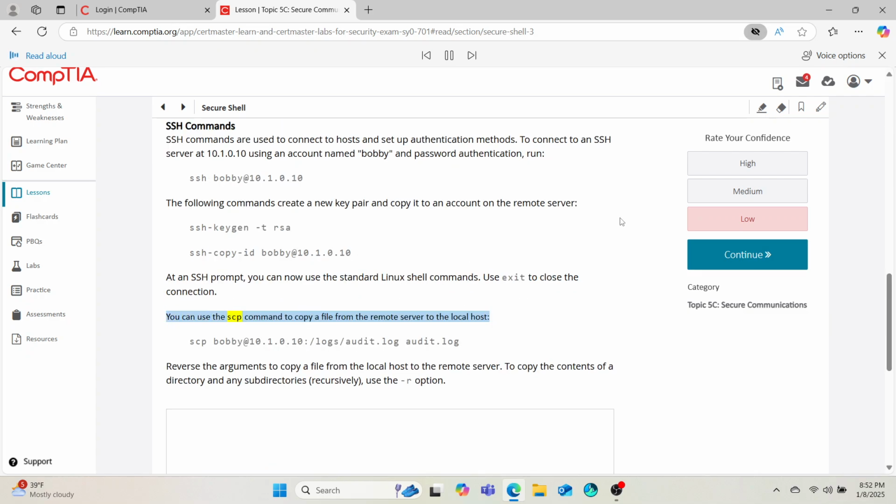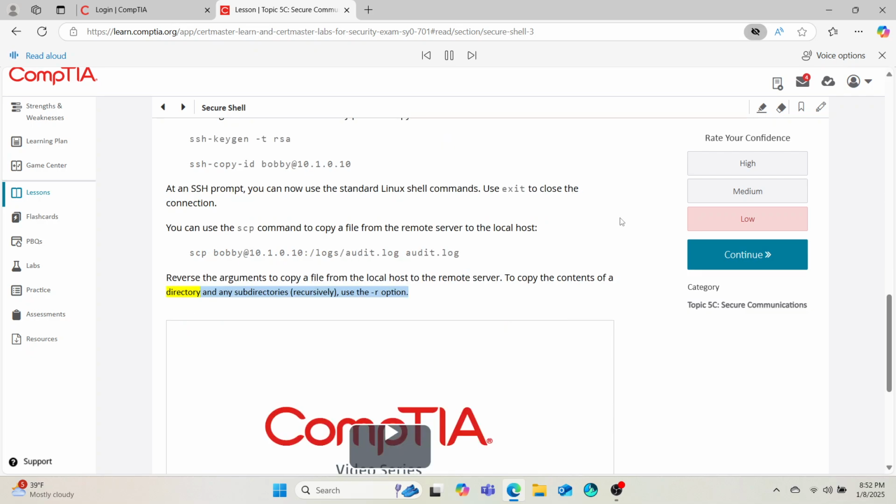You can use the scp command to copy a file from the remote server to the local host: scp Bobby@10.1.0.10:/log/audit.log. Reverse the arguments to copy a file from the local host to the remote server. To copy the contents of a directory and any subdirectories recursively, use the -r option.